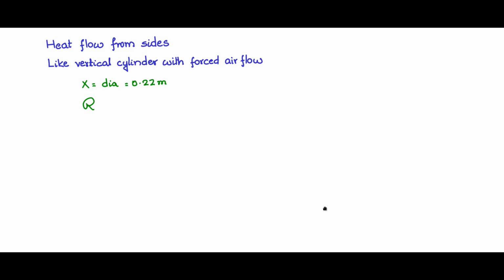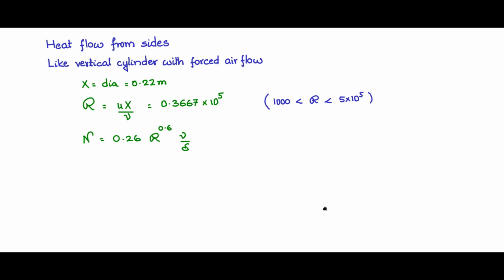So x is the diameter, 0.22 meter. Reynolds number is ux by nu, which is 0.3667 × 10^5, and this value is between 1000 and 5 × 10^5. So this can be considered as turbulent flow, and we will use the Nusselt's number corresponding to that: 0.26, Reynolds number to the power of 0.6, nu by alpha, kinematic viscosity by diffusivity, raised to the power of 0.3. Now if you substitute, you will get 127.54.